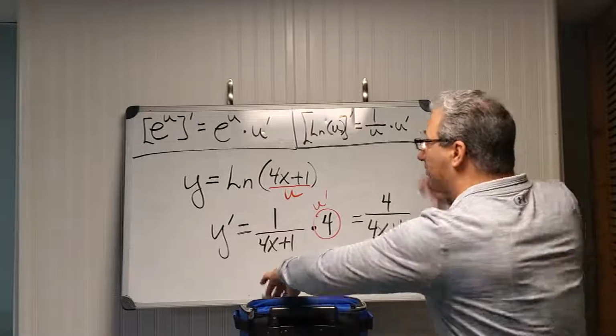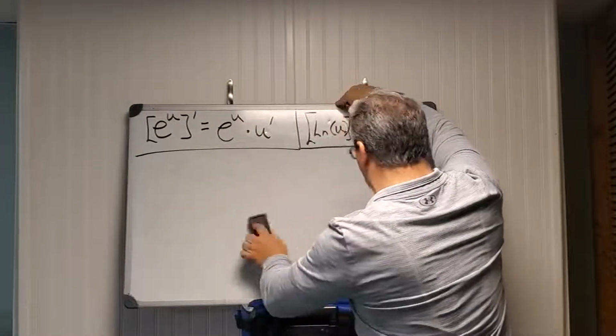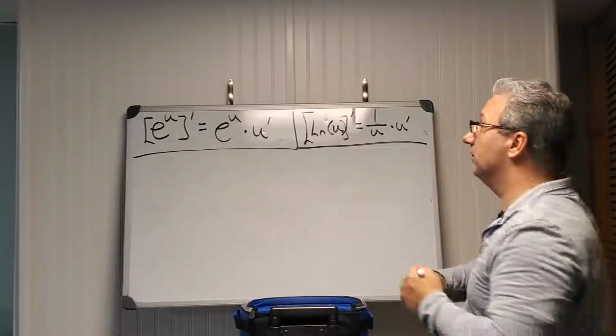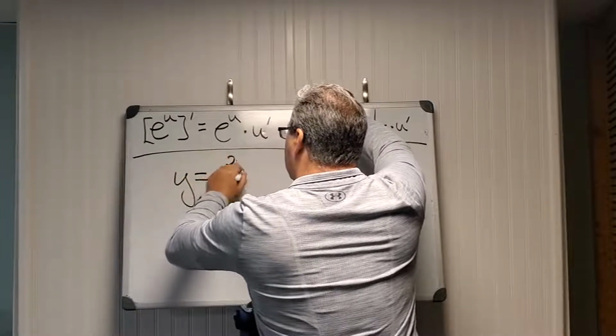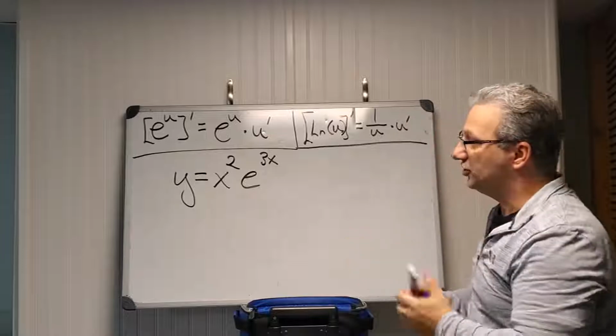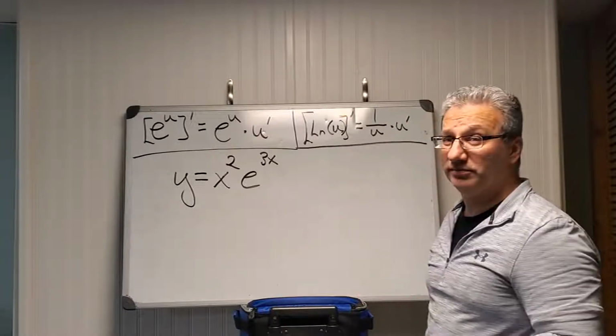Excellent. Again, what I'm hoping is as I write each function on the board, you guys will pause and try them out. For example, let's say we have x squared e to the 3x. So again, we put a little pause on. You try it out. Don't worry, I'll be here.